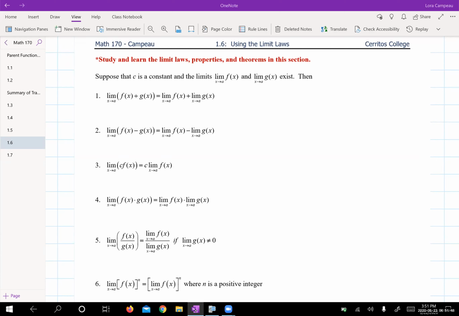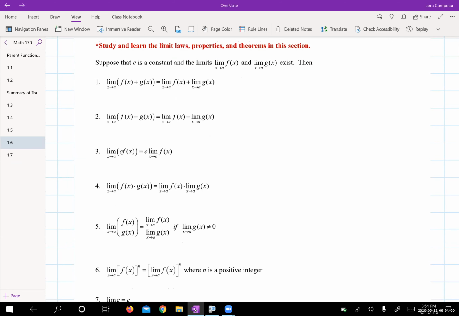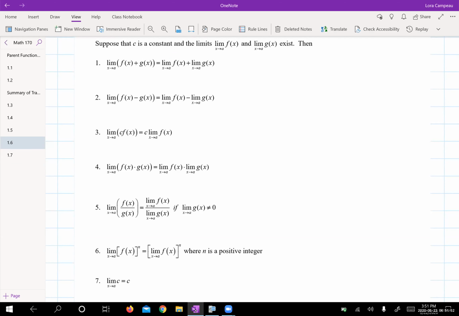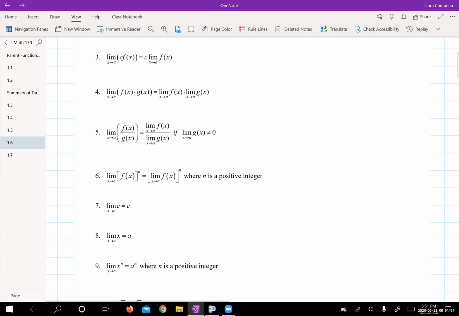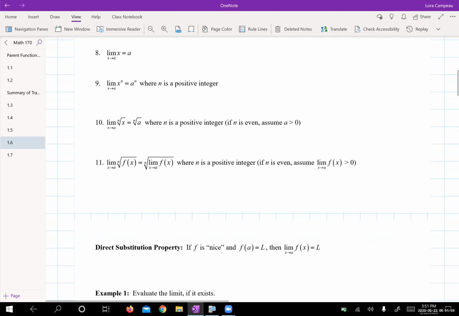We're going to look at applying them. So I encourage you to go through your textbook or even go over these properties I have listed down and make sure you're understanding them. And then just let us know if you have any questions.